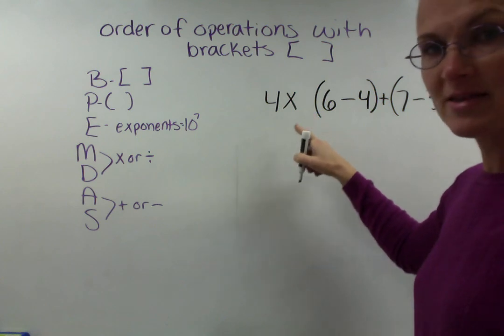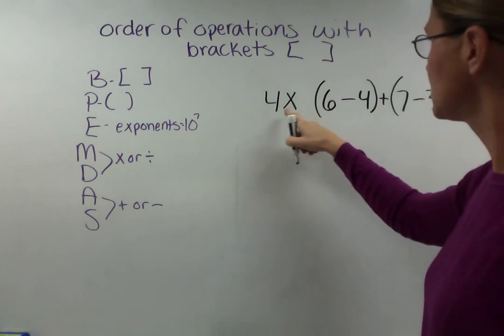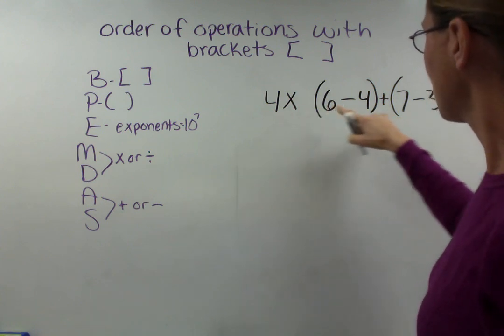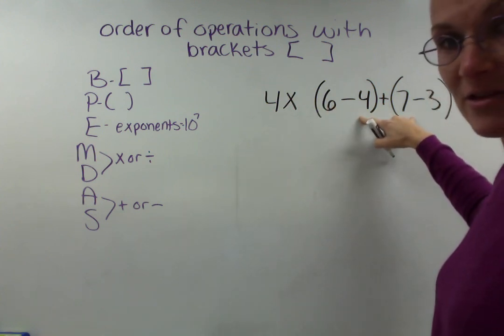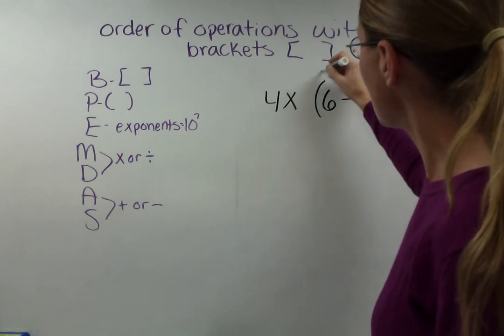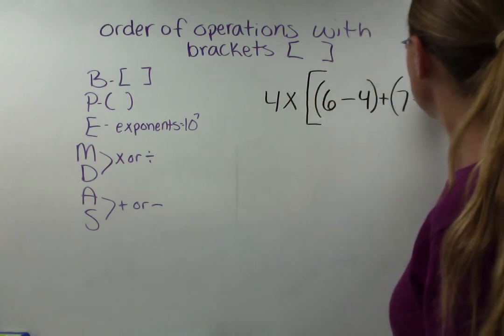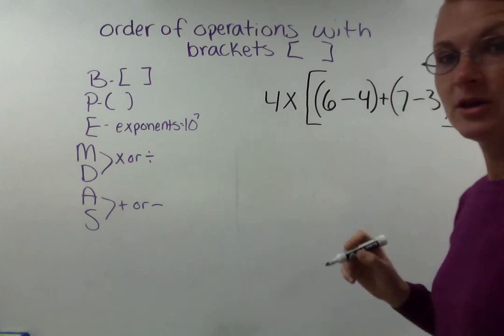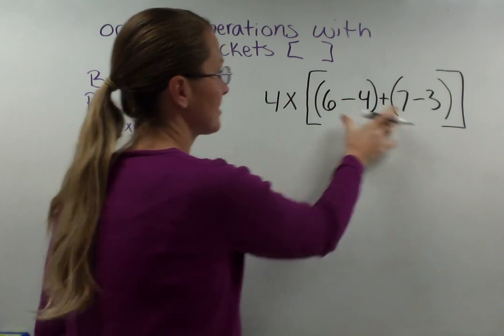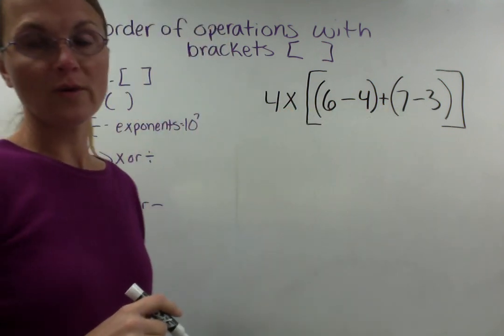Well, the problem is if we were doing order of operations, we would do parentheses and then multiply. But we actually have to add these two amounts together before we multiply it by 4. So this is where the brackets would come in. I would put the brackets around them to show everybody that I have to solve for all this before I can multiply it by 4 weeks.